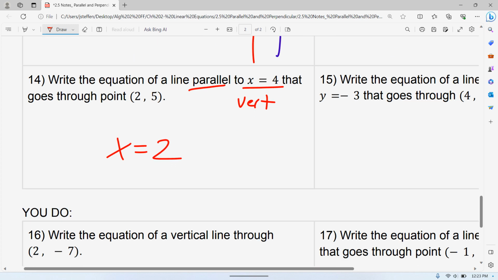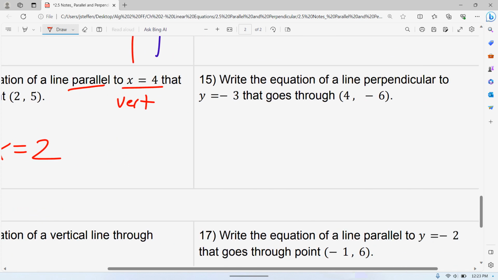Number 15, what's the equation of a line that's perpendicular to y is equal to a number? Like I said, if you have a horizontal line and you want one that's perpendicular, it's a vertical line. So the line that is perpendicular to a horizontal line is a vertical line. This is a horizontal line, so the perpendicular line is a vertical line, x is equal to, same pattern we've been doing. So x is equal to 4.